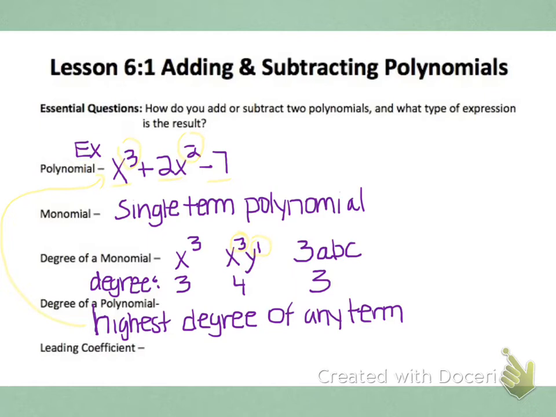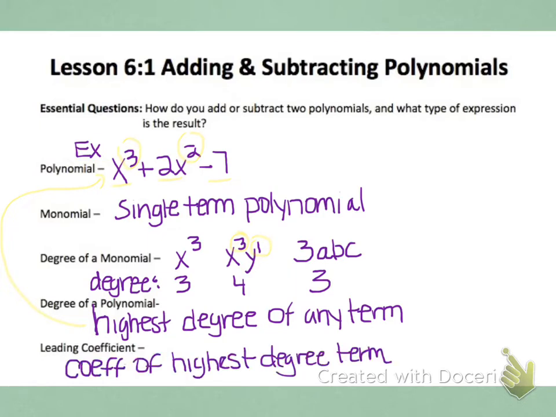And finally, what is a leading coefficient? Well, a leading coefficient is the coefficient on the highest degree term. So if, for example, I had this polynomial, let's say I had x cubed minus 4x to the 5th plus 7x squared. Well, the leading coefficient is actually the negative 4.